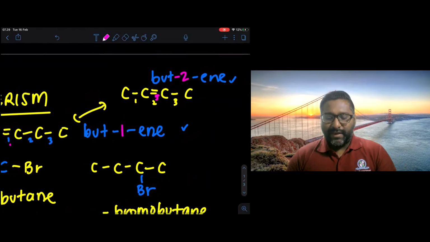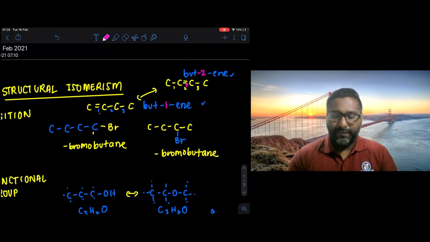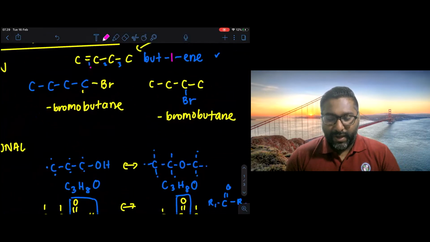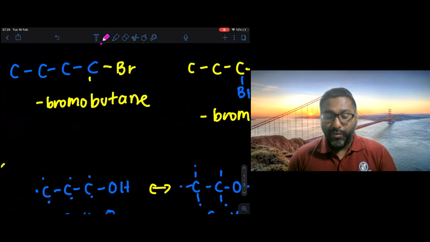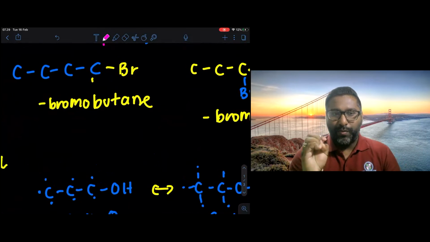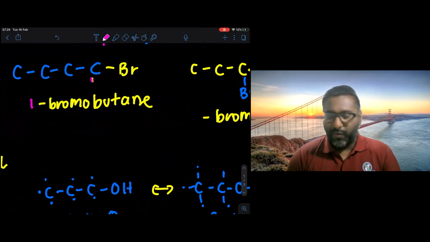So we can see the difference now. You have put-1-ene and put-2-ene, and they are isomers, and this is going to be positional isomer. And if we have a haloalkane, for example, bromobutane over here, the bromine atom is going to be attached at carbon number one. So therefore, we name this as 1-bromobutane.